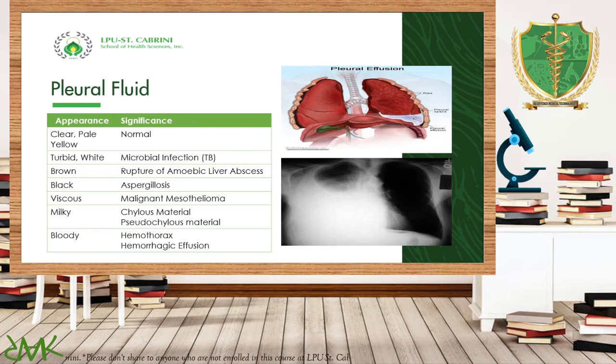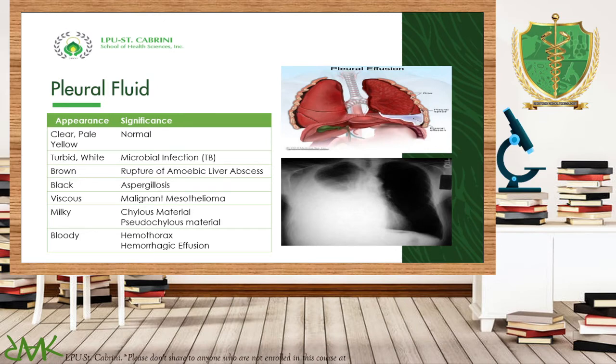If the pleural fluid appears viscous, it is correlated with malignant mesothelioma. Milky pleural fluid is chylous or pseudochylous material, which will be differentiated in the next slide. And a bloody pleural cavity may be due to hemothorax or hemorrhagic effusion, which is somehow self-explanatory if you still remember your traumatic and hemorrhagic conditions.